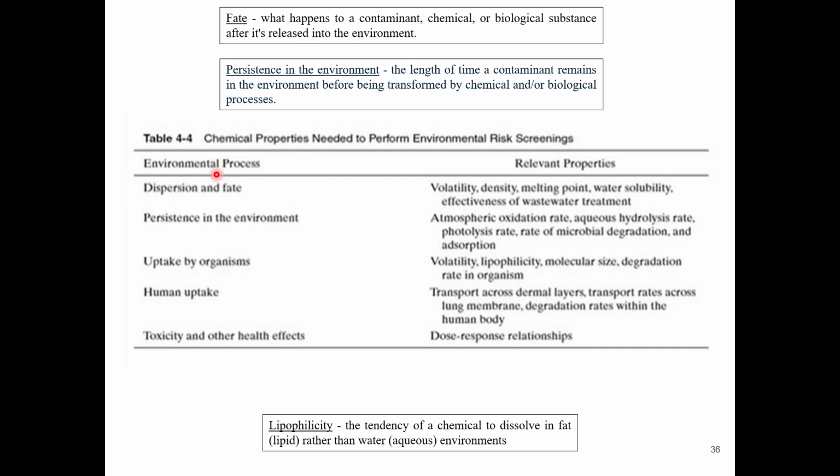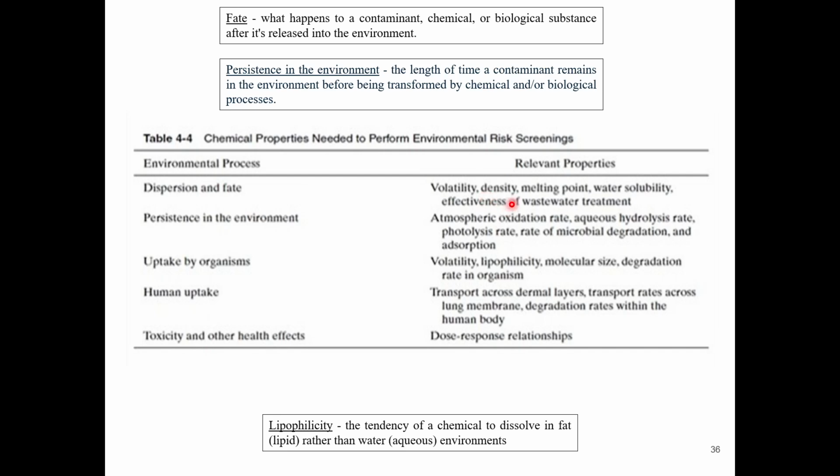So these are some of the environmental processes: dispersion and fate, persistence in the environment, uptake by organisms, human uptake, toxicity, and other health effects. Basically, fate is, as I told you, what happens to the contaminant, chemical, or biological substance after it is released into the environment. So relevant properties for dispersion and fate. Dispersion, we all know, is basically the flow of a chemical from a higher concentration to a lower concentration.